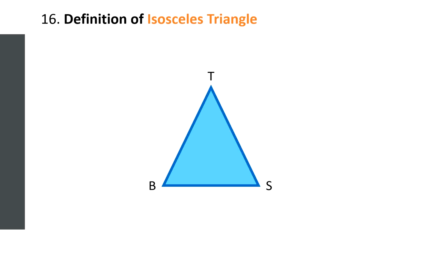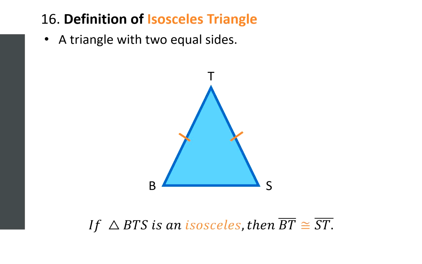Number 16, definition of isosceles triangle. When we say isosceles triangle, a triangle with two equal sides. So, meron siyang dalawang or congruent na sides. Now, let us make an if-then statement based dito sa figure na to. If triangle BTS is an isosceles, then line segment BT ay congruent sa line segment ST, which is true.